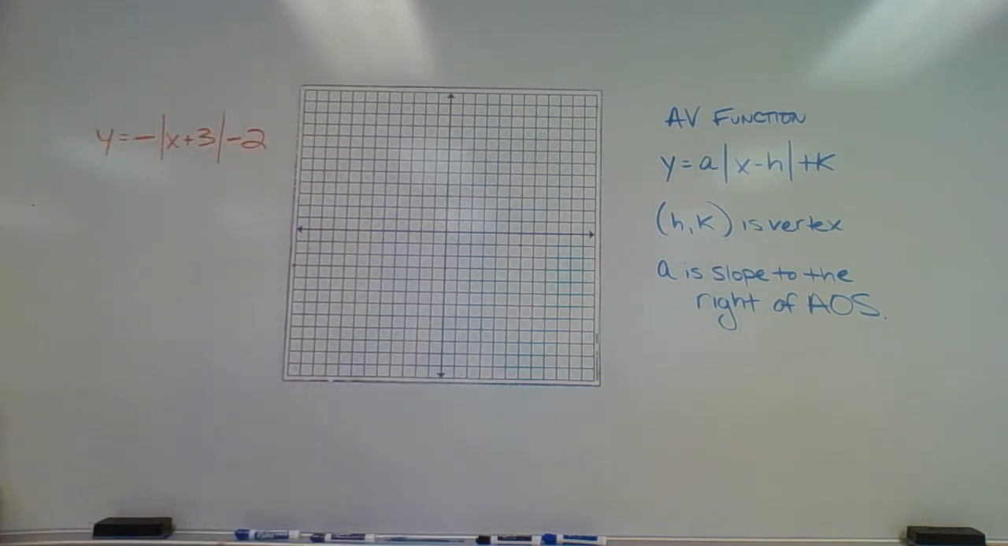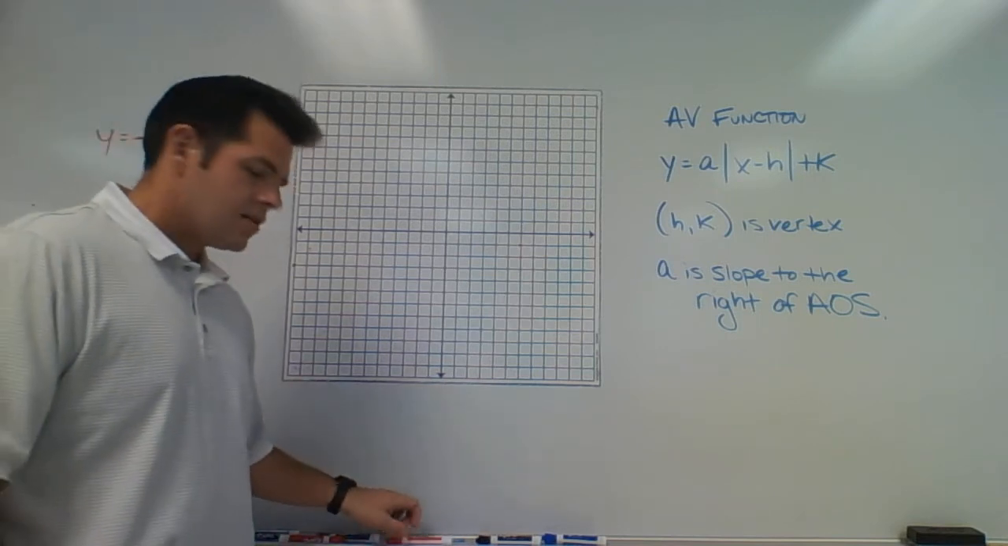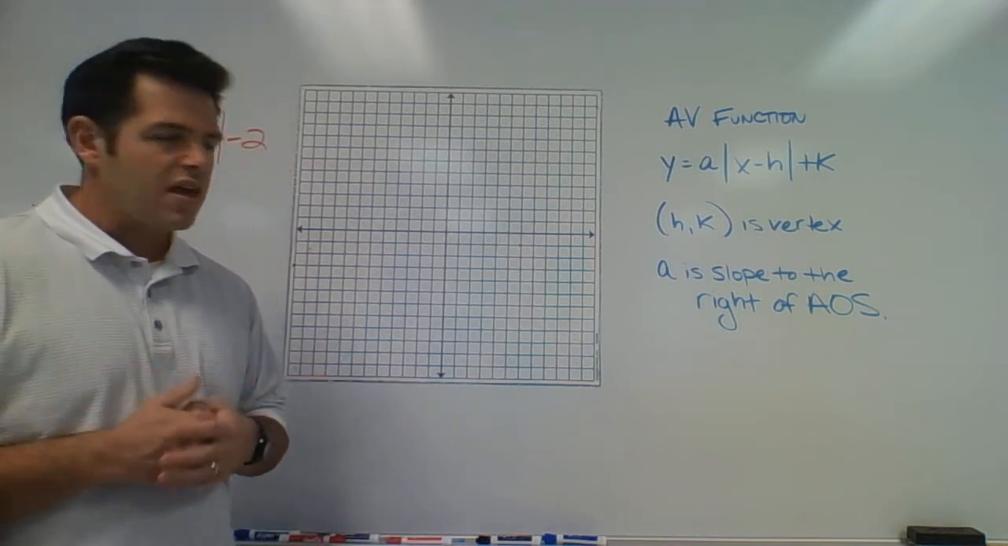Over here I have our absolute value function. We got y is equal to, and there's a negative symbol. That'll be slightly kind of weird, but then we'll talk about that in a second. Then I have the absolute value, x plus 3. And then after that I have minus 2. So again, as always, the easiest thing to do, I would suggest to you, is start off by figuring out, hey, what would that vertex be?